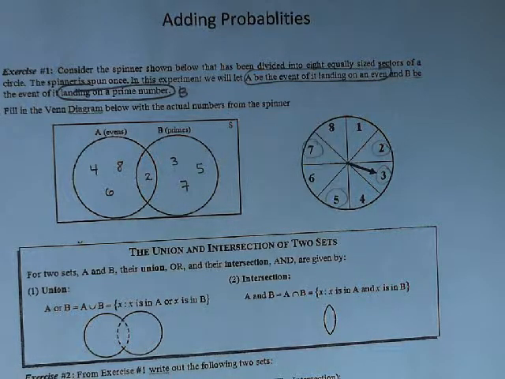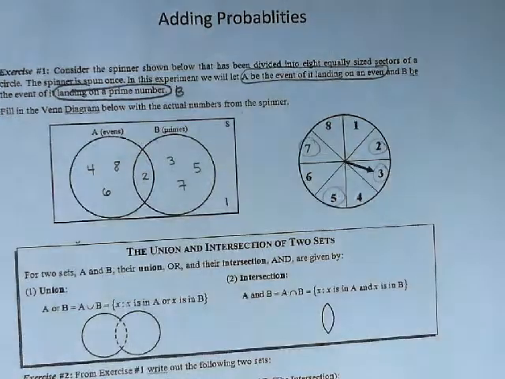Okay? What numbers have not yet been accounted for? 1. And that's it, right? Everything else has a spot. Where do I put 1? On the outside. Very good. Okay?